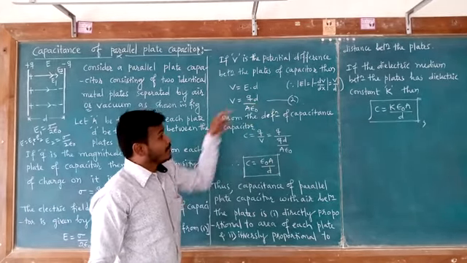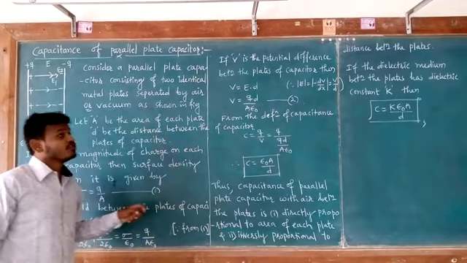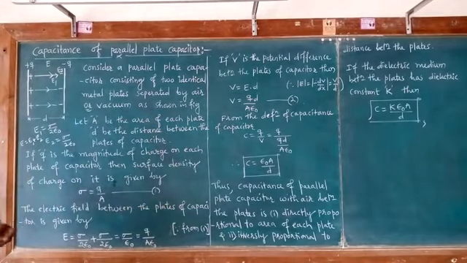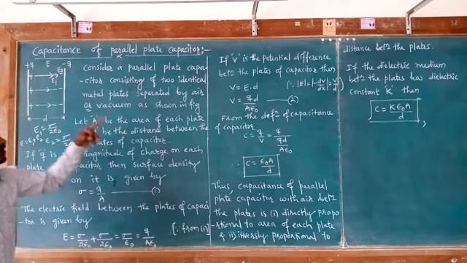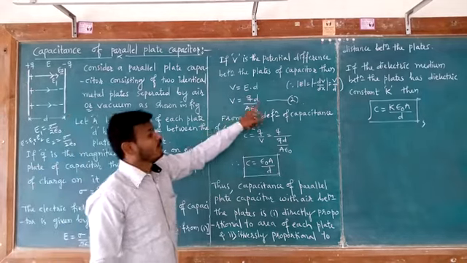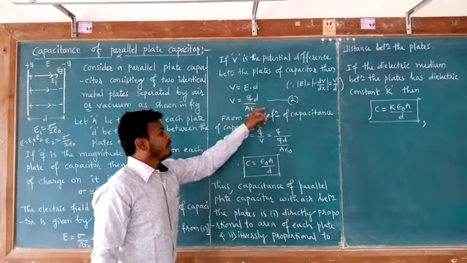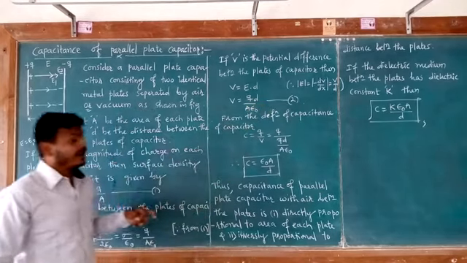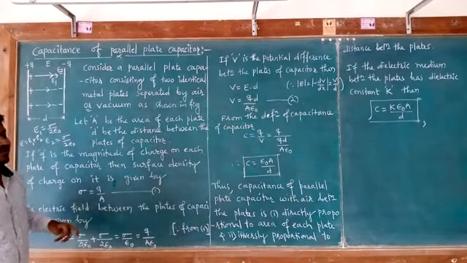This equation represents the electric potential difference between the two plates of the capacitor, where Q is the amount of charge on each plate of the capacitor, d is the perpendicular separation between the two plates of the capacitor, epsilon naught is the free space permittivity, and A is the area of each plate. This is equation number 2.